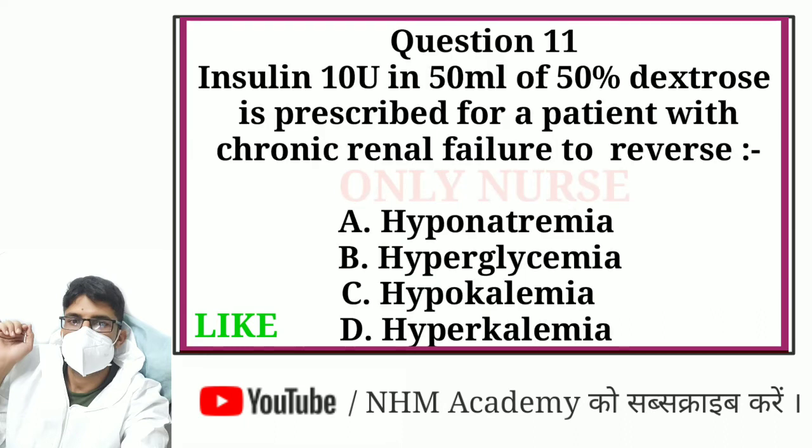Question 11. Insulin 10 U in 50 ml of 50% dextrose is prescribed for a patient with chronic renal failure to reverse. Options: A. Hyponatremia. B. Hyperglycemia. C. Hyperkalemia. D. Hyperkalemia. Right answer of this question is option D. Hyperkalemia.